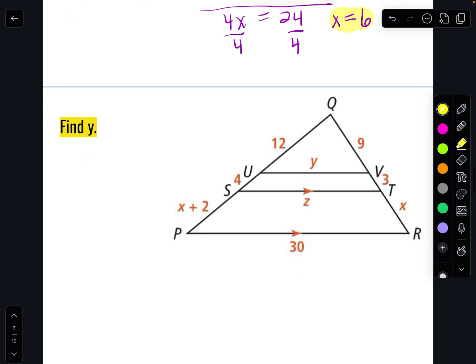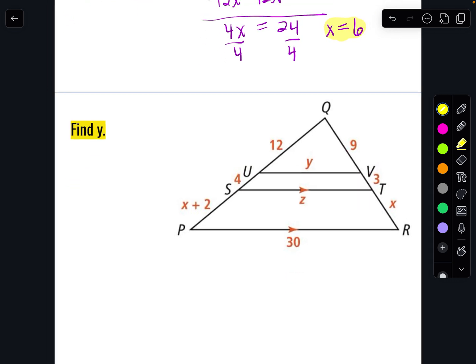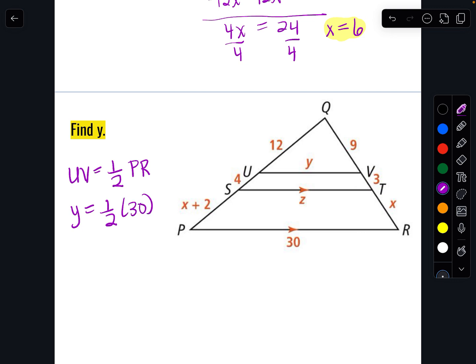Now we need to find our y. This is going to be using that mid-segment theorem. Well, we know that UV is half of PR. So y is half of 30, which means y is 15. So again, this segment is half of this segment.